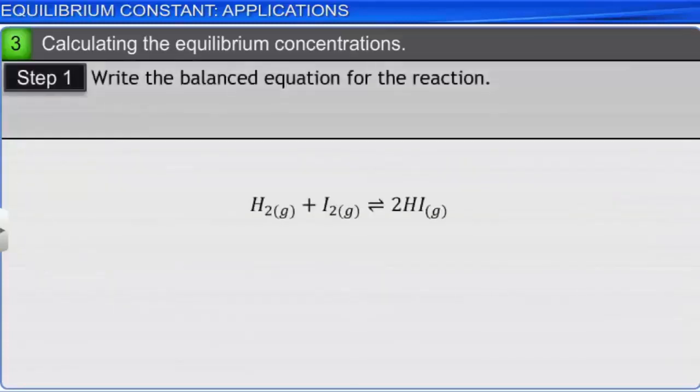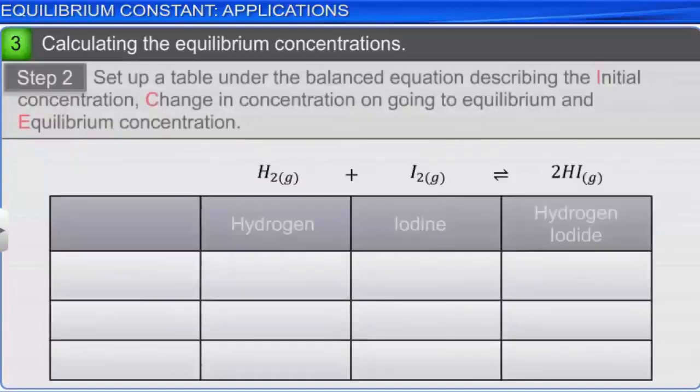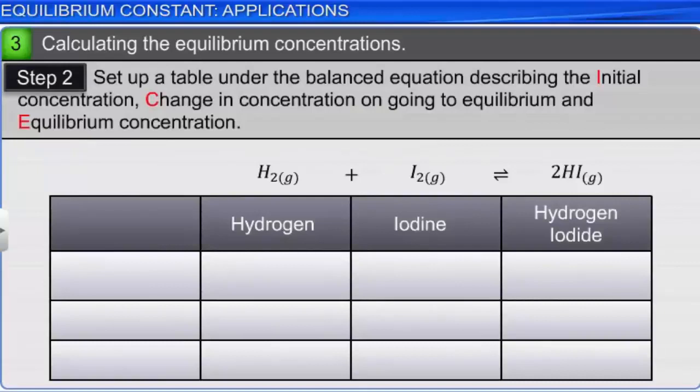The first step in calculating equilibrium concentrations involves writing a balanced equation for the reaction, like this. The second step is to set up a table describing the initial concentration, change in concentration on going to equilibrium and equilibrium concentration.